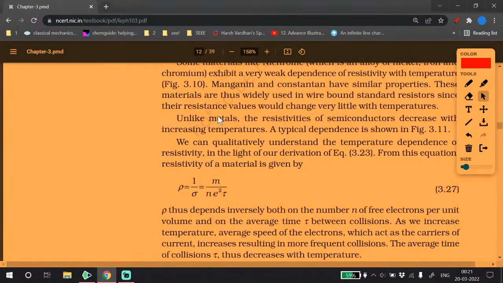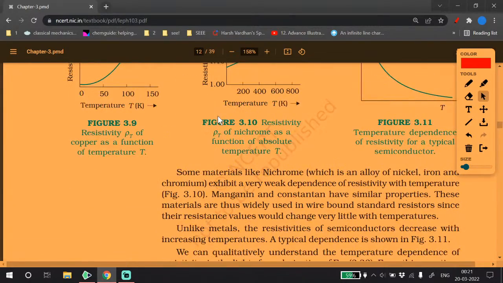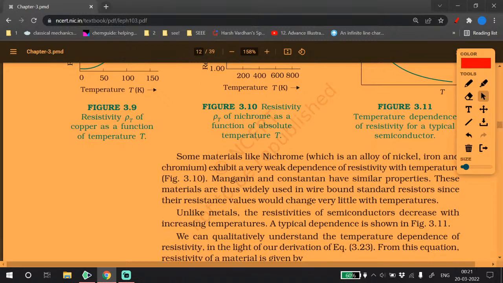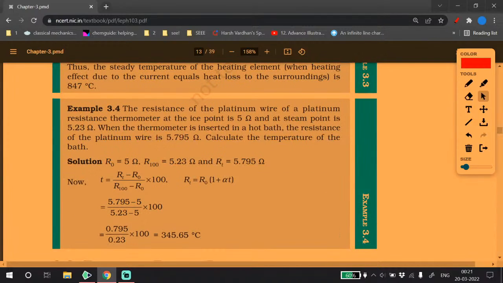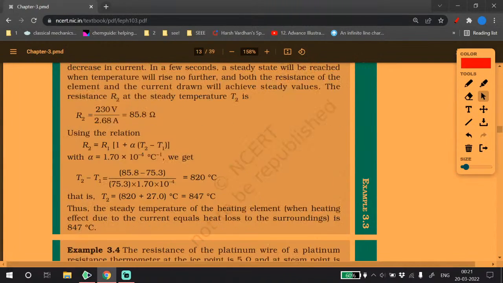So there is literally no difference between the temperature relations of resistivity and resistance, because for the same material, for the same resistor, just multiplying by L by A will give us the resistance. So both are the same, so don't get confused by that. They don't have separate equations.